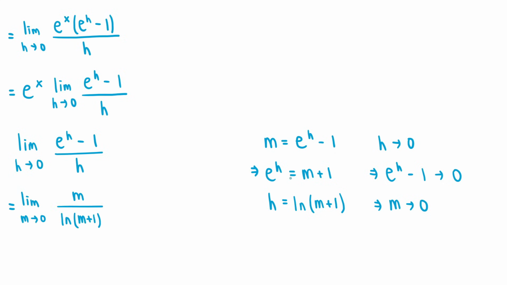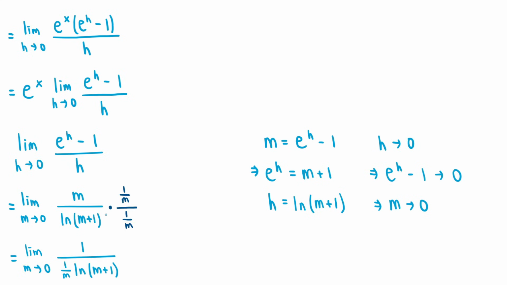If we plug all of this back into the limit, we get the equivalent limit, the limit as m approaches 0 of m over ln of m plus 1. So the e to the h minus 1 is replaced by m, and since h equals ln of m plus 1, the denominator becomes ln of m plus 1.